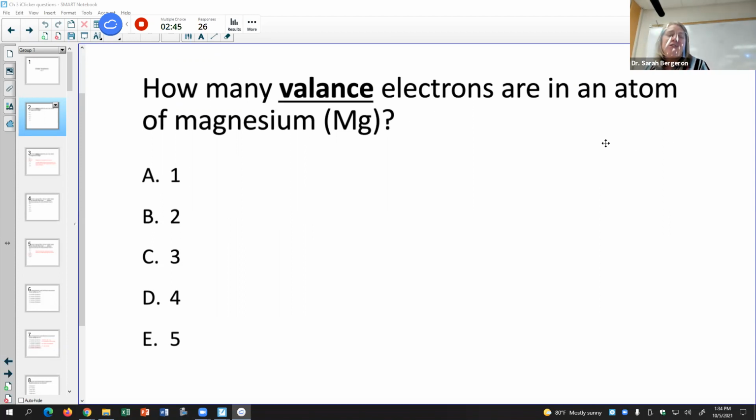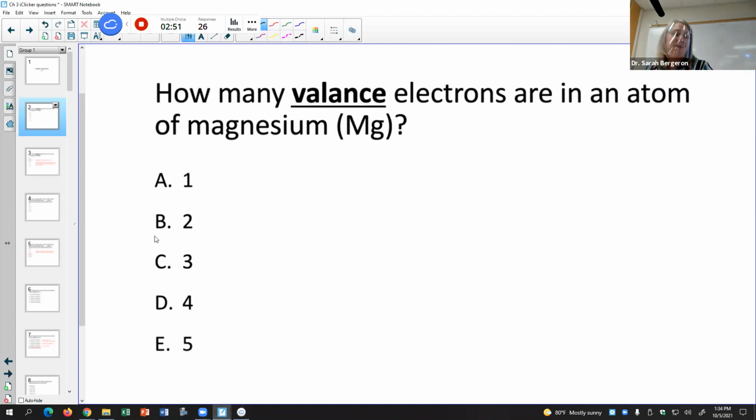So how many valence electrons are in an atom of magnesium? Just call it out. We have two. Whoa. We have two valence electrons. What does that mean the charge is? +2. Why is it a +2? Because we're losing 2 electrons, right? It's easier to lose 2 than to gain 6.